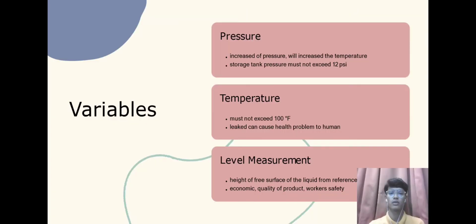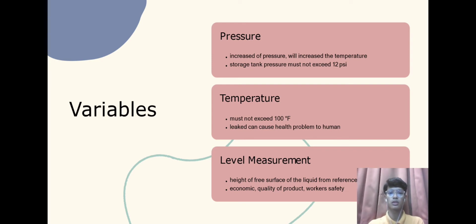Thank you. Hello, I am Ahmad Bejari and I will explain the variables that will be controlled in this report. There are three variables that need to be controlled to store hydrochloric acid in the storage tank. First of all, pressure. The increase of pressure will also increase the temperature. In order to keep the storage tank from leakage, a recommended pressure of 20 psi must be complied with.